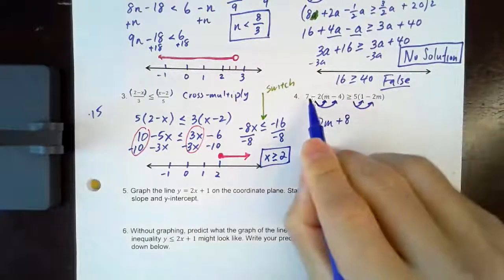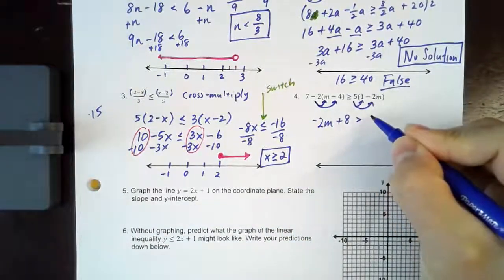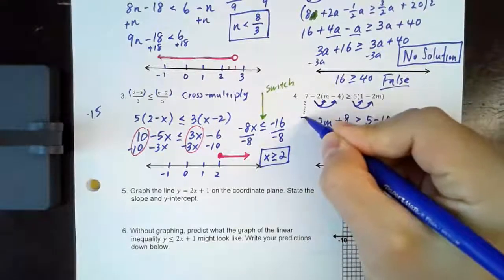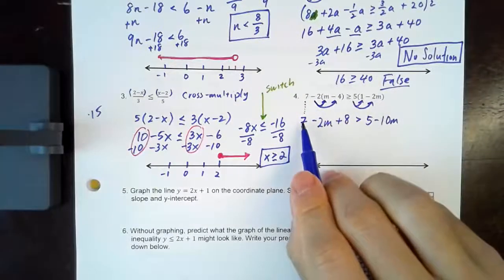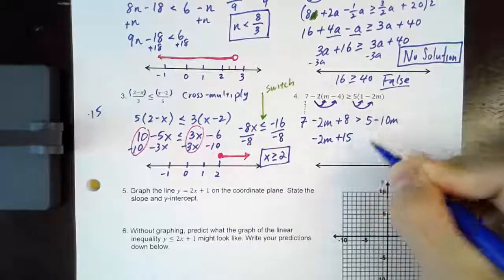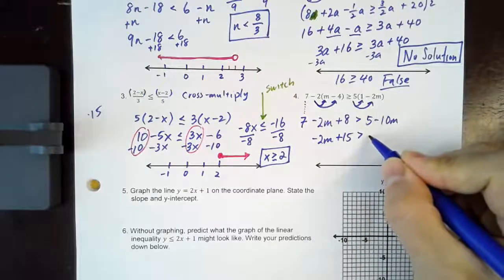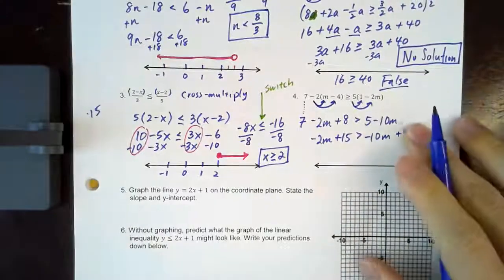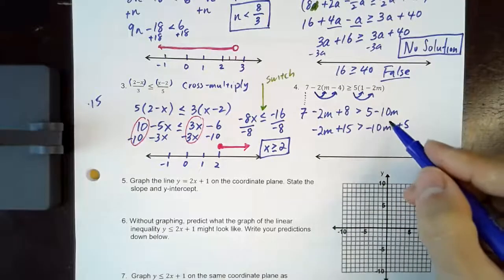Okay, so negative 2m plus 8, right? That negative 2 times negative 4 is negative 8. This is 5 minus 10m. And then the 7 is like, hey, everyone, welcome back. Okay, I'm going to go ahead and add 7 and 8, get 15. So negative 2m plus 15 is greater than or equal to, I'm going to rewrite this just because I want to show the class that we can, negative 10m plus 5. You could always rewrite that using the commutative property, right?